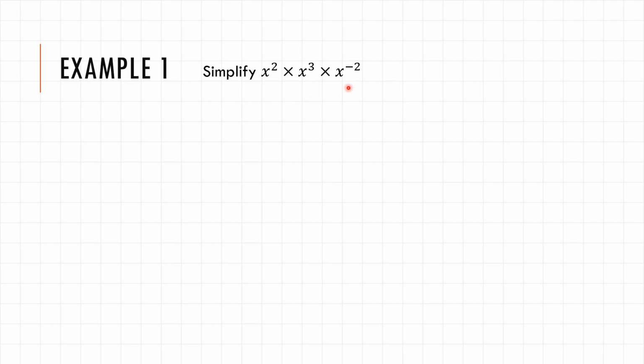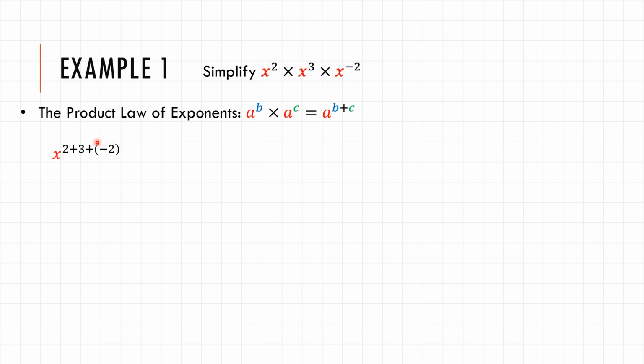To simplify this expression, I'm going to use the product law of exponents because I'm multiplying powers that all have the same base, x. And when I'm doing that, I can just add their exponents together. So they all have the same base, so their exponents will be 2 plus 3 plus negative 2. And that just leaves me with 3. So the end result here is x to the power of 3.